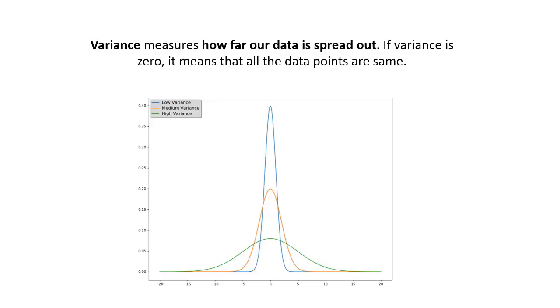Hello and welcome back. Variance measures how far your data is spread out. If variance is 0, it means all the data points are the same. Technically, you can say that variance is nothing but the average of the squared differences from the mean. If you take the square root of variance, you get standard deviation. If you knew the mean and variance of a one-dimensional dataset, you could then visualize the shape of the data.